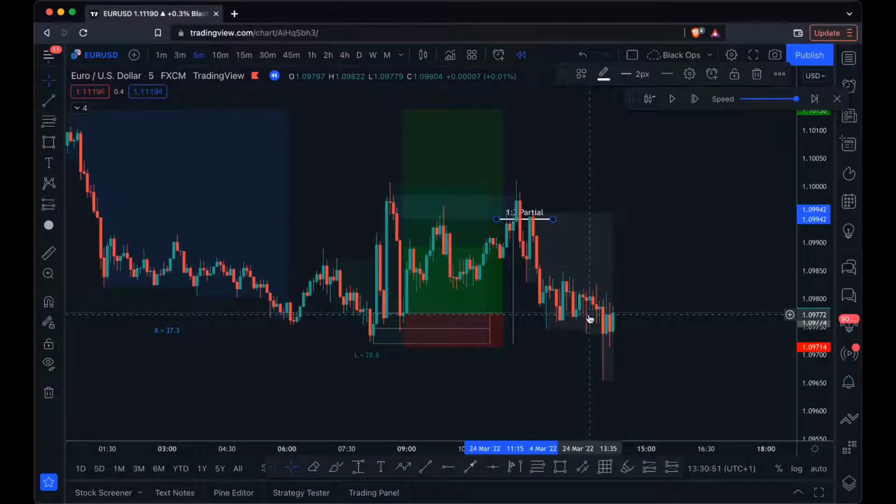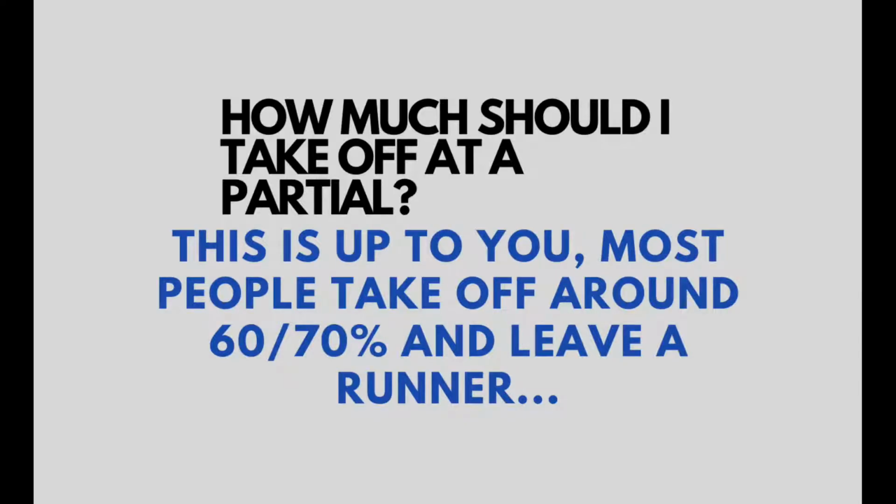Now that we have gone over two examples, one example of where partials has guaranteed us a profit where price continued in the direction anyway, another example of where the partials booked us a very good profit and price did not continue in the direction that we wanted it to. How much should you take off in terms of a partial take profit? A normal position that you trade would be equal to 100%.